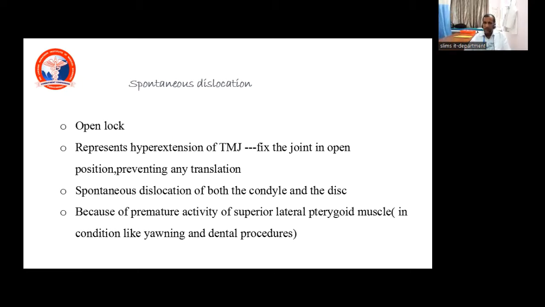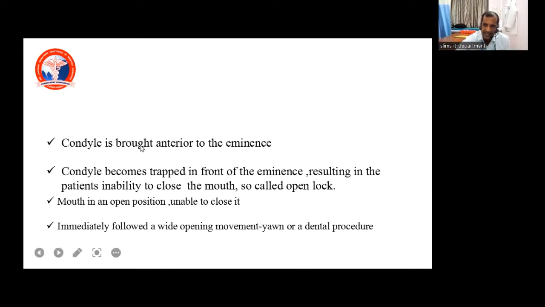It can be a simple yawning, as the lateral pterygoid is attached to the head of the condyle, that is beneath the capsule. That is where the lateral pterygoid is attached. If there is any hyperactivity of the lateral pterygoid muscle, you can expect temporomandibular derangement.